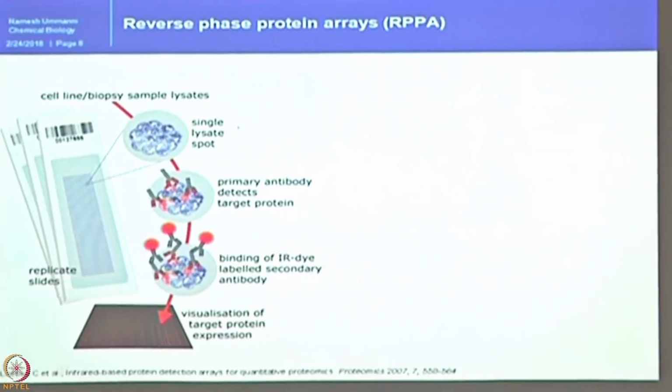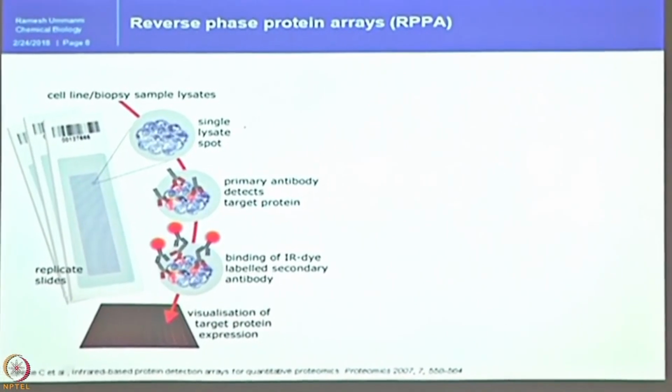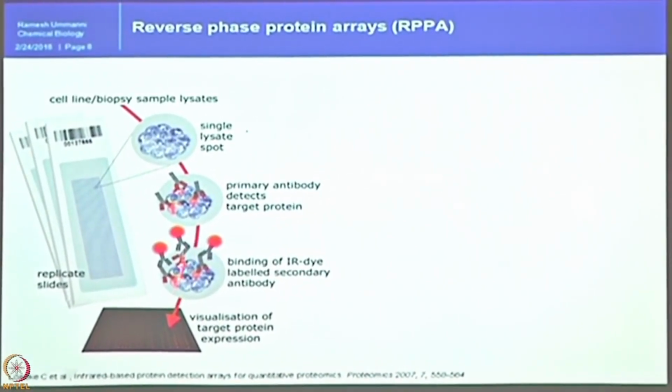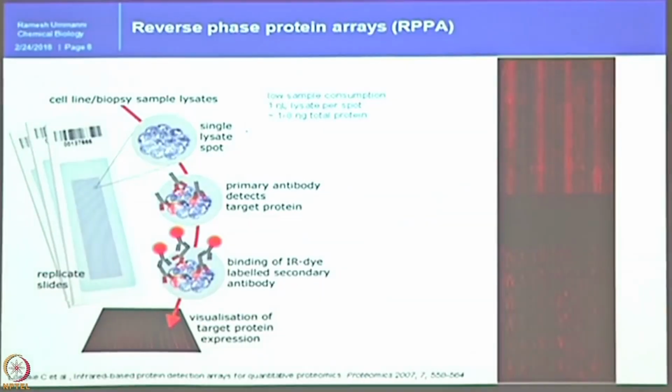This cartoon explains the spotting of the samples. It is a single lysate spot. That means, if you have 1000 samples, you will have 1000 spots here. Each individual spot belongs to one sample, remember that, not one protein. That is where we always think that one spot will contain one protein, which is the forward approach. In the reverse approach, one spot will contain thousands of proteins from one sample. Once we spot it, we add a primary antibody to detect, and then visualization. After that, the array gives this kind of data, and then we proceed to data analysis.